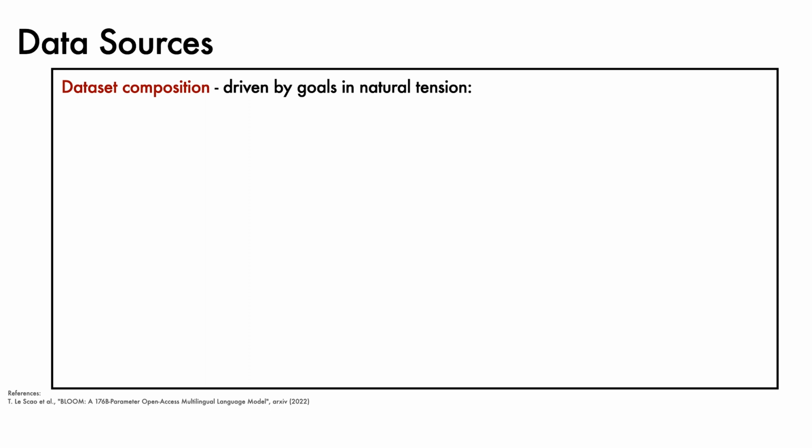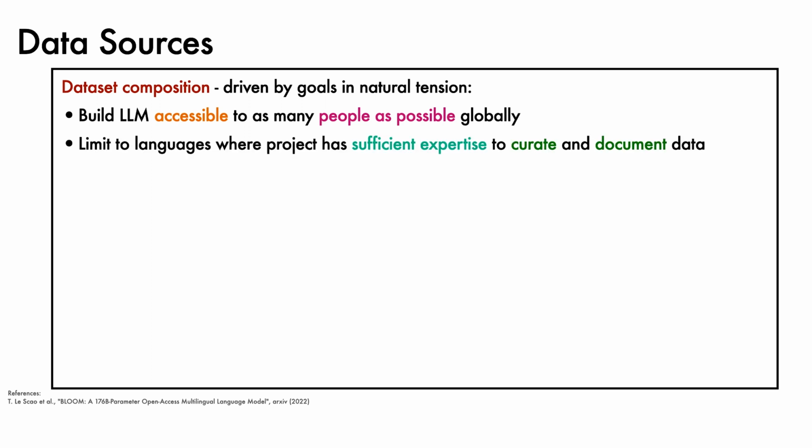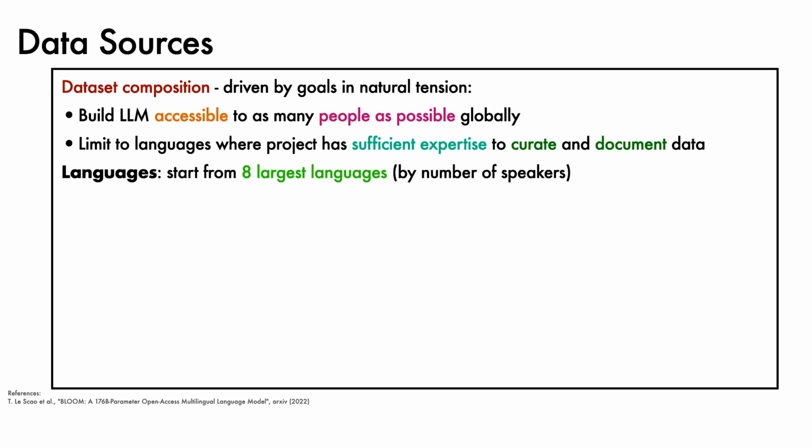The strategy for determining dataset composition was driven by two goals in natural tension. First, to build a large language model that is accessible to as many people as possible globally. Second, to limit the dataset to languages where the project has sufficient expertise to curate and document the data. The approach taken was to start from the 8 largest languages in terms of number of speakers, proactively inviting fluent speakers of these languages to contribute.